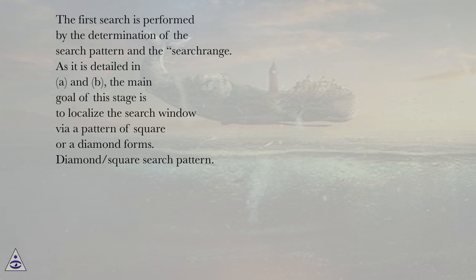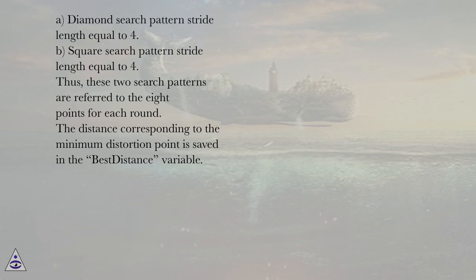The first search is performed by the determination of the search pattern and the search range. As it is detailed in A and B, the main goal of this stage is to localize the search window via a pattern of square or diamond forms. Diamond/square search pattern. A. Diamond search pattern, stride length equal to 4. B. Square search pattern, stride length equal to 4.